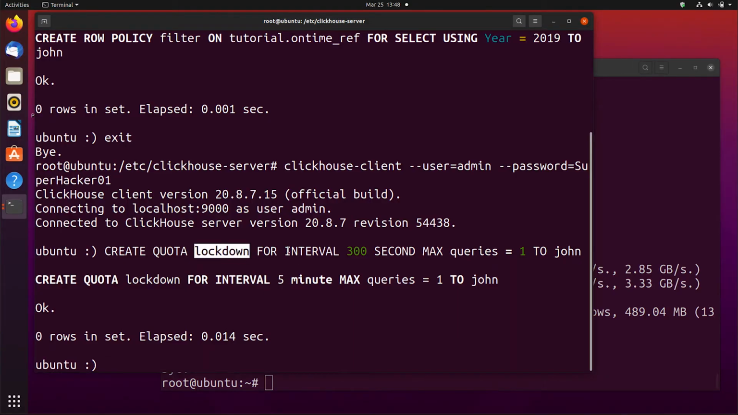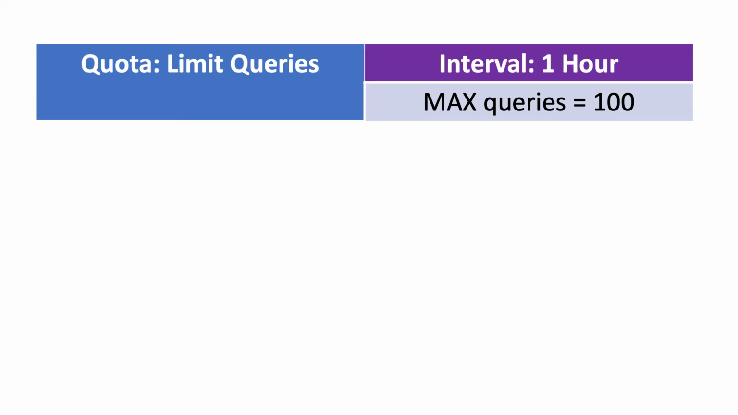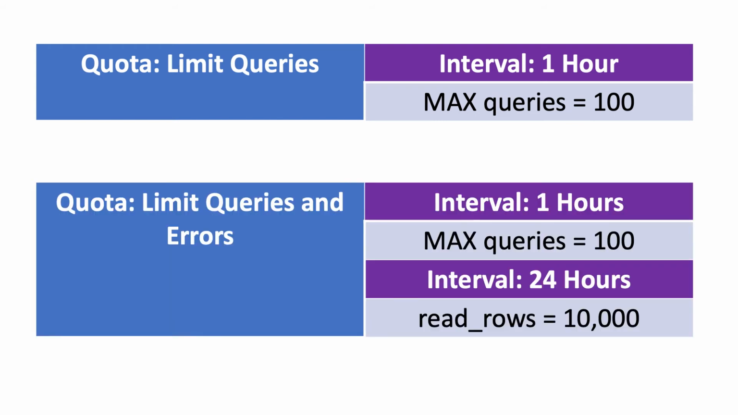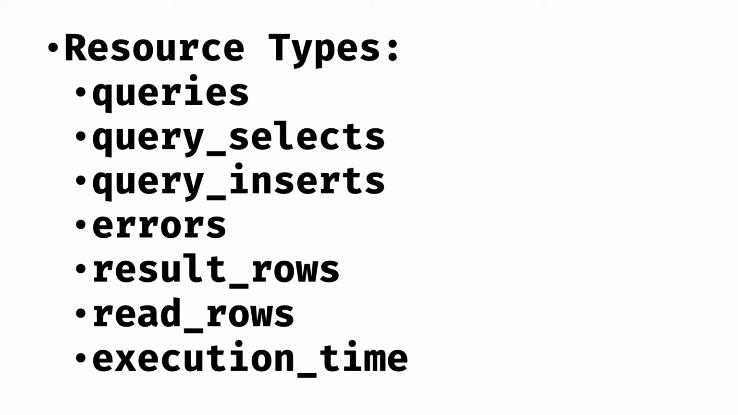Set quotas. The last ClickHouse user security feature we'll discuss in this video is using quotas. Quotas allow you to set one or more time intervals in which users can perform tasks. For example, you might say that users can only run 100 queries in an hour, and then they're locked out until the interval session is over. Or you can have multiple intervals, so a user can run 100 queries an hour, and they can also only use a certain amount of memory or access a certain number of rows in a 24-hour period. Quotas can limit users by selects, inserts, the number of errors, and so on.